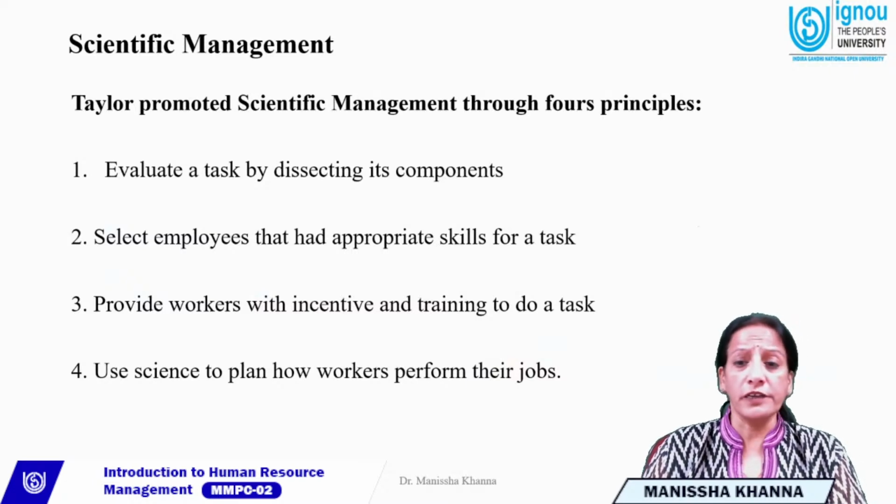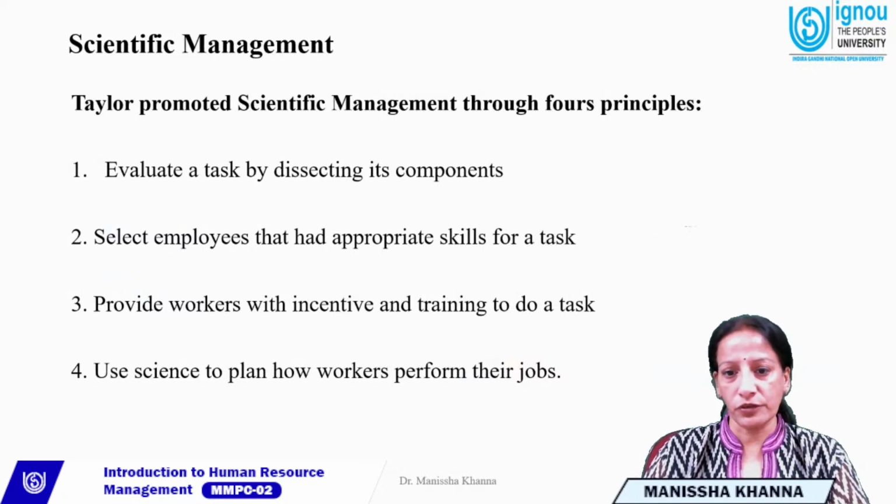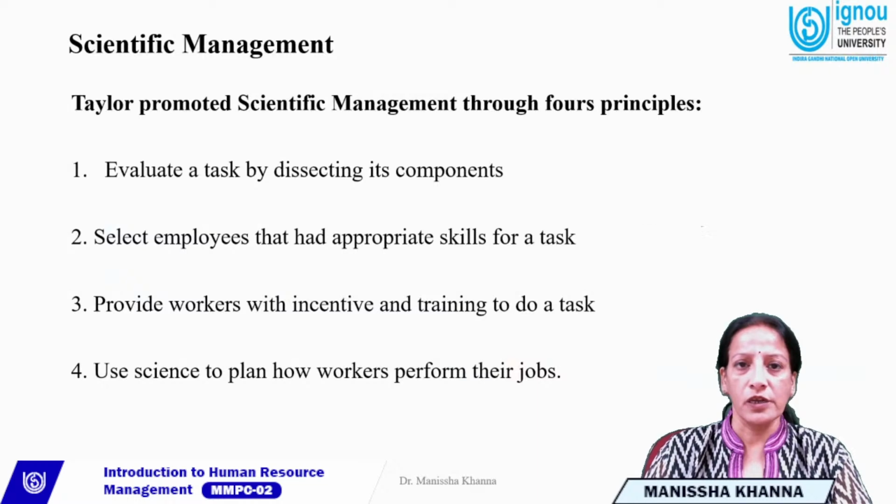F.W. Taylor promoted scientific management through 4 principles. He said, one, evaluate a task by dissecting its components. Two, select employees that had appropriate skills for the task. Three, provide workers with incentives and training to do tasks. According to him, whatever work the workers have done, there should always be incentives on the work they have completed. And training is very important to do a particular task. He advocates that the more trained the people, the more the productivity is. He used science to plan how workers perform their jobs.